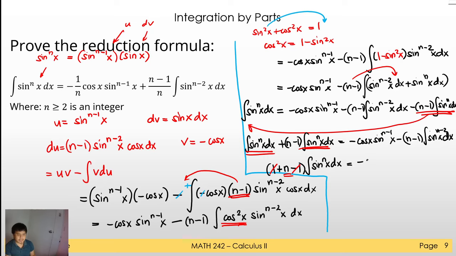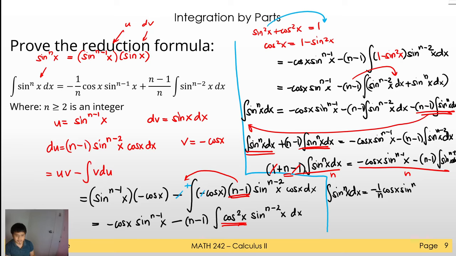Then this is again negative cosine x sine raised to n minus 1 x, minus n minus 1 times the integral of sine raised to n minus 2 x dx. Sorry, no. If this is only n, then we can divide this whole expression by n. So dividing by n, the integral of sine raised to n x dx is equal to negative 1 over n cosine x sine raised to n minus 1 x, minus n minus 1 over n, and then the integral of sine raised to n minus 2 x dx. So as we can see, this is the original formula.